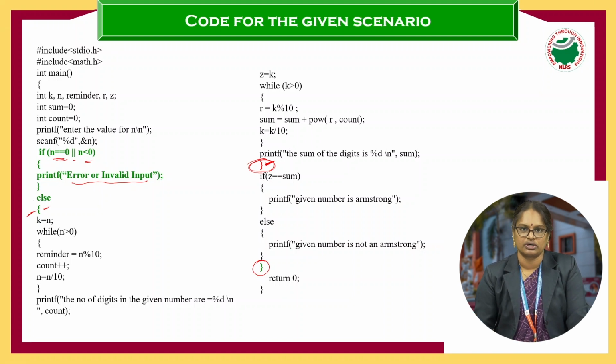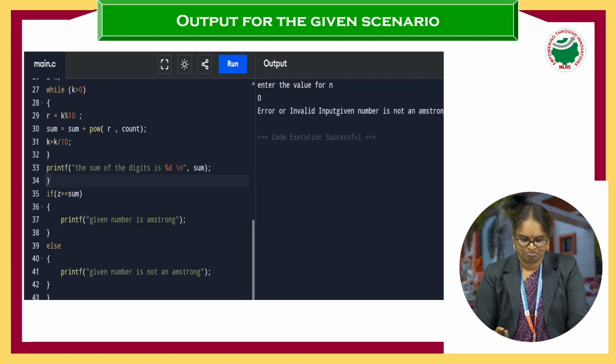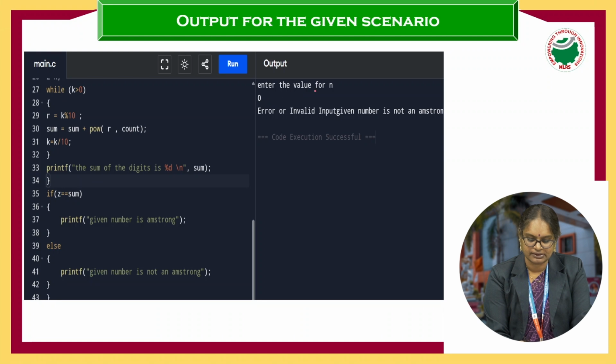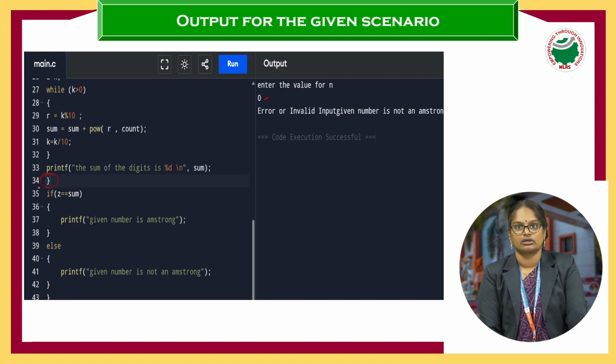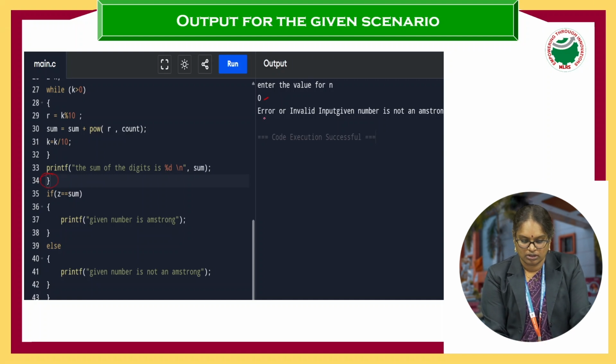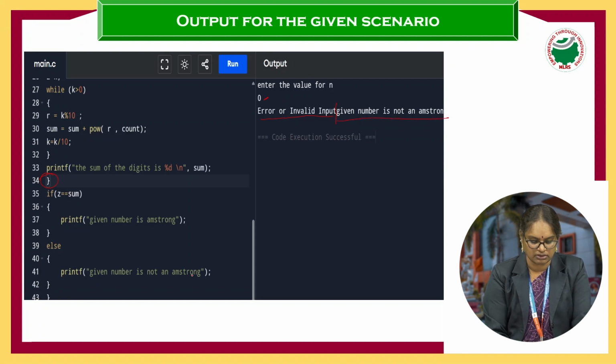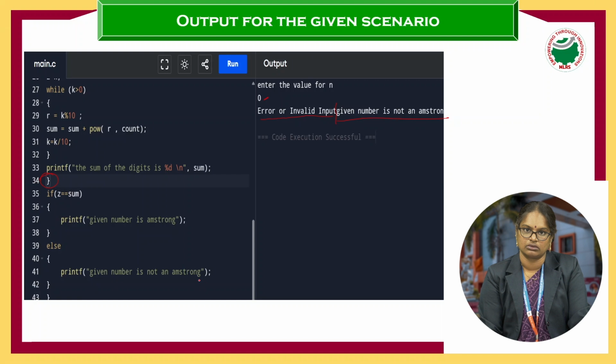What type of output do we get? See here, I have given the n value to be 0. I have closed my curly bracket in the starting part, that is here, before my comparison. So it's clearly giving an output as error, invalid input. Till here it is fine. And it is also giving that the given number is not an Armstrong. So automatically it is jumping to the given number is not an Armstrong every time.